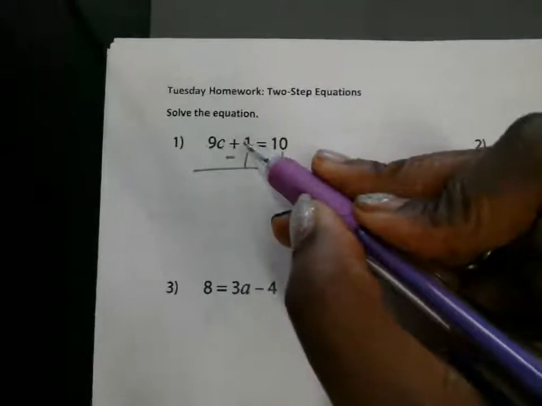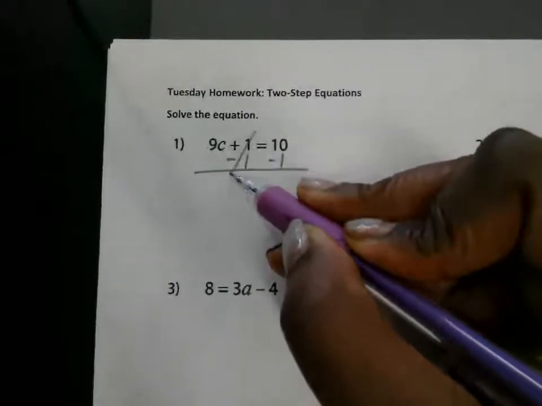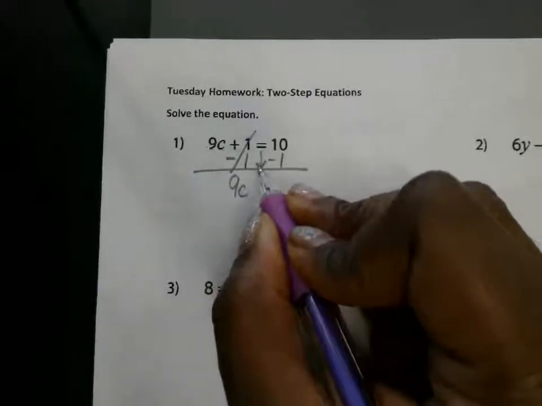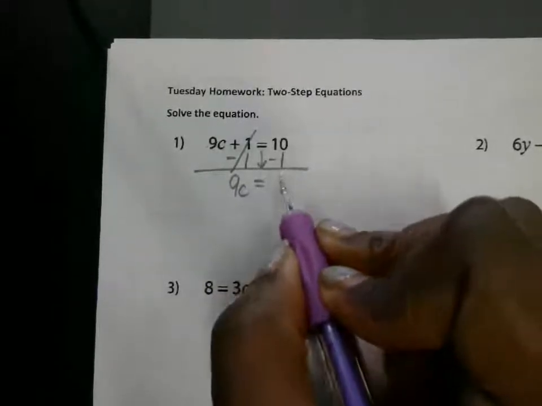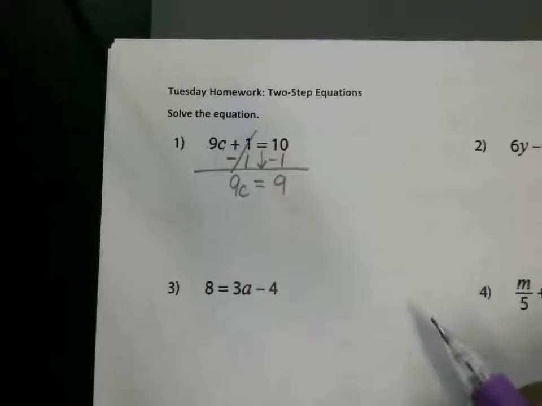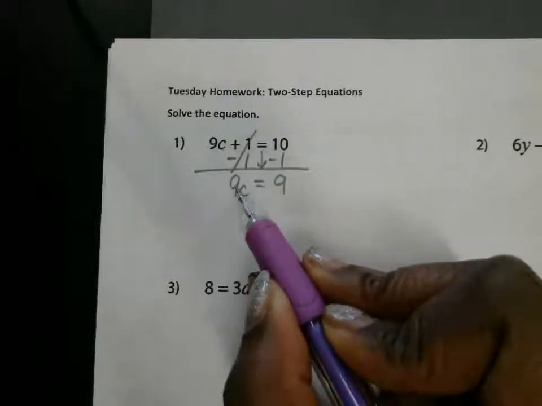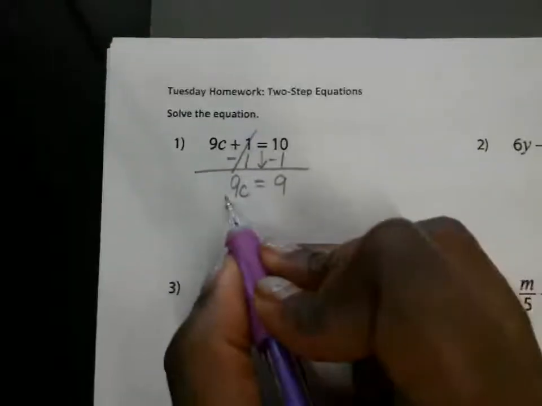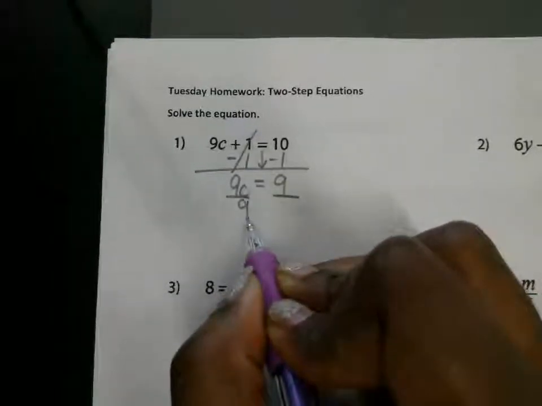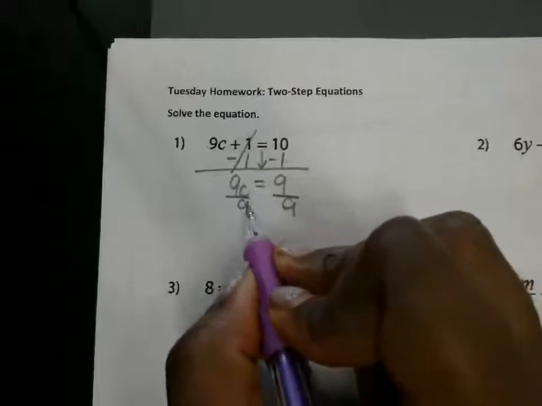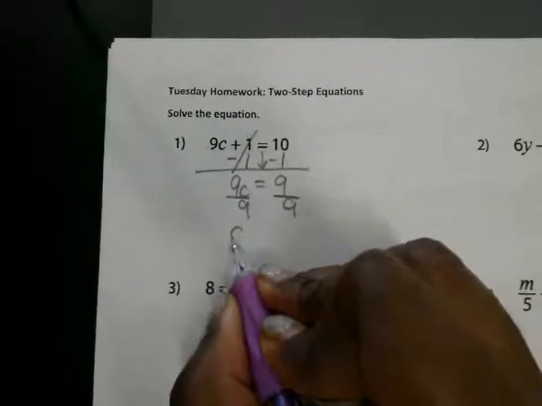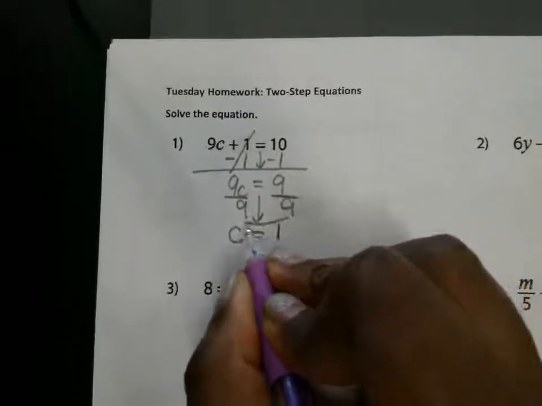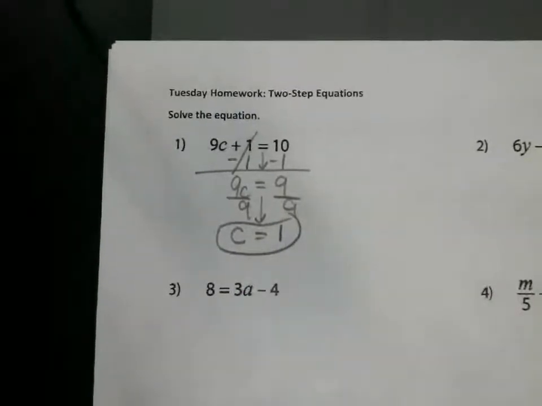All right, so when I subtract 1, this is gone, and I'm left with 9C. Bring it down. Bring down the equal. 10 minus 1 gives me 9. The operation that's automatically between 9 and C is multiplication. The opposite of multiplication is division, so we're going to divide both sides by 9. 9 divided by 9 gives me 1C, or just C. 9 divided by 9 gives me 1. So C here is equal to 1.